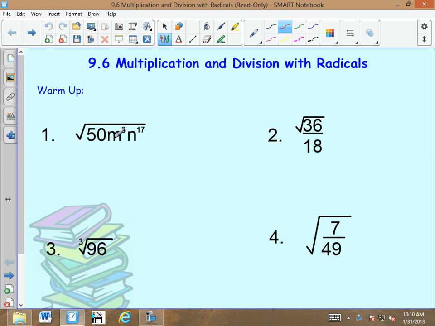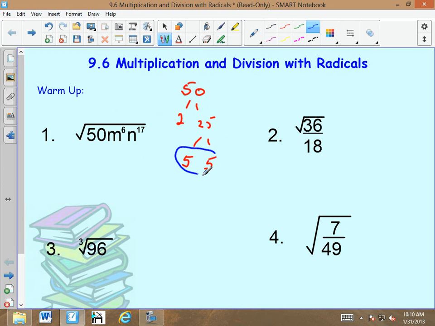We have the square root of 50, m to the 6th, n to the 17th. 50 is 2 and 25, 5 and 5. Okay, I do have a pair of 5s. What we're looking for inside square roots, we're looking for perfect squares. Inside cubed roots, we're looking for perfect cubes. 5 times 5 is a perfect square. It does make 25. However, because it's inside the square root, the square root of 25 is 5.